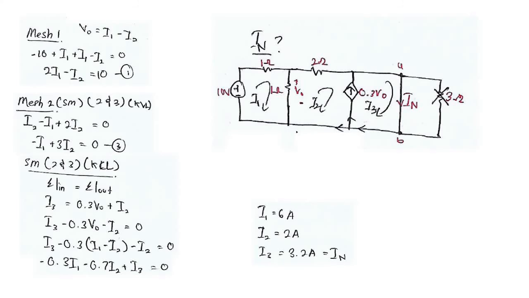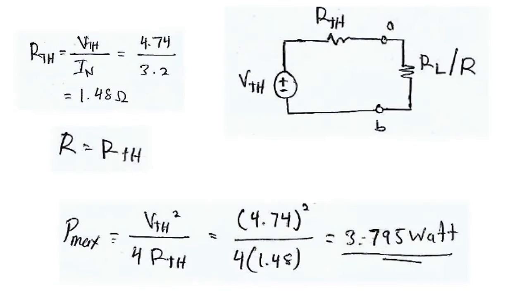And this is how I use mesh and supermesh to get Norton current. Just the same as before, I use supermesh because of this dependent current source in between two loops. So this is the first equation, second equation, and third equation. And this is the answer for IN, or Norton current.